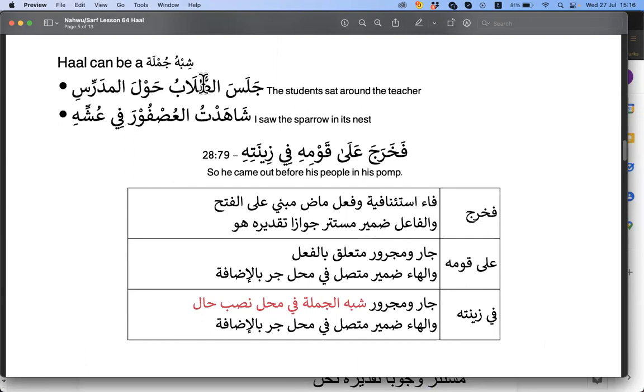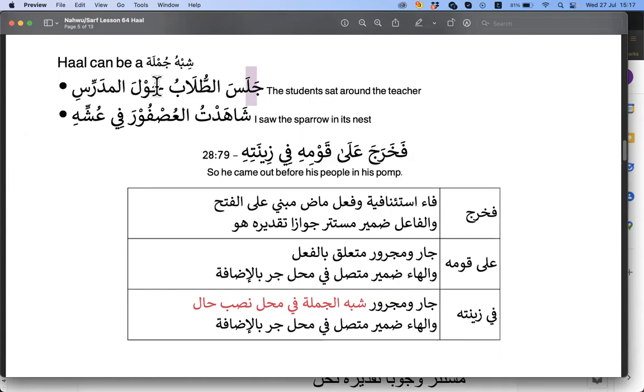So here also, when we did this, jalasa, what kind of word is jalasa? Fi'il madi. And then our fa'il, at-tulabu. And then hawlal mudaris, the teacher. That is how they sit around the teacher. So it's hal.